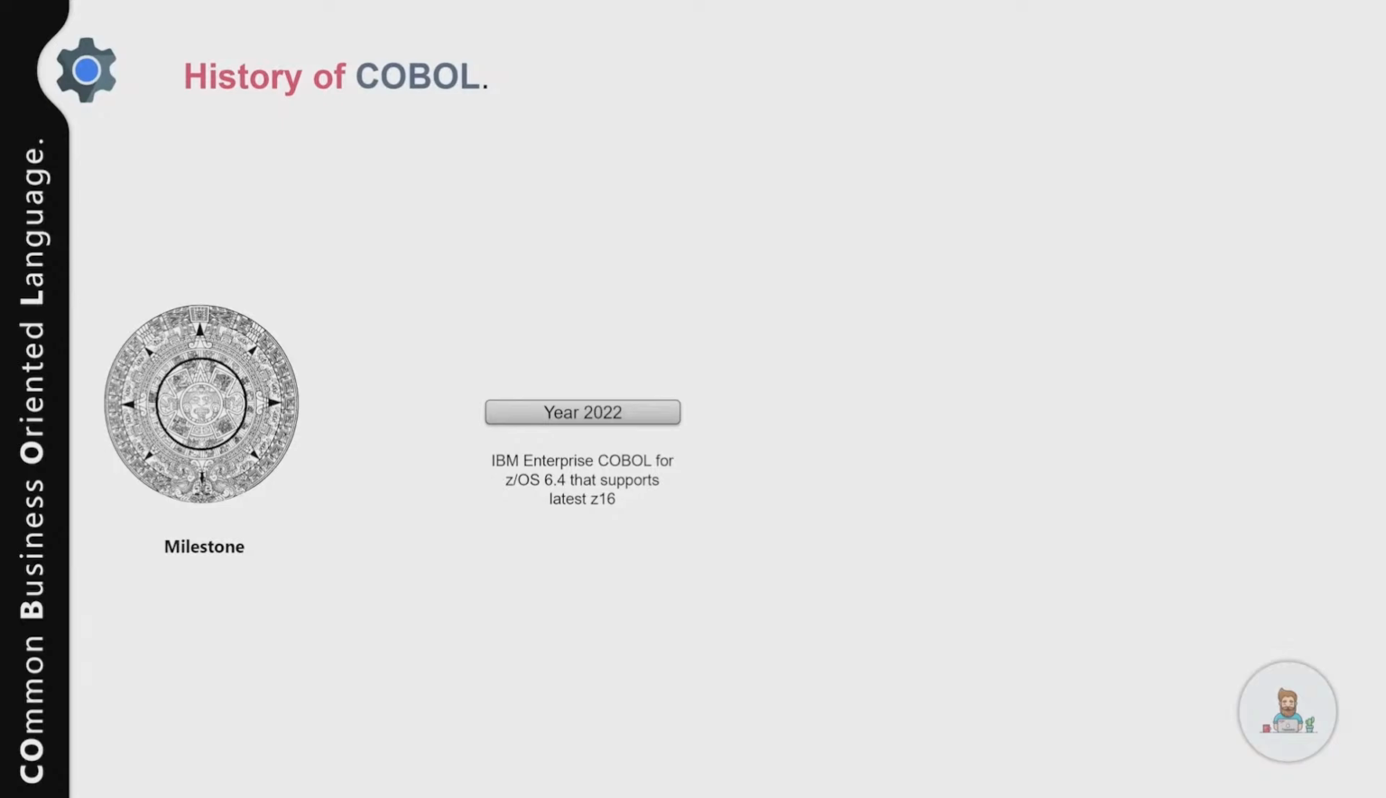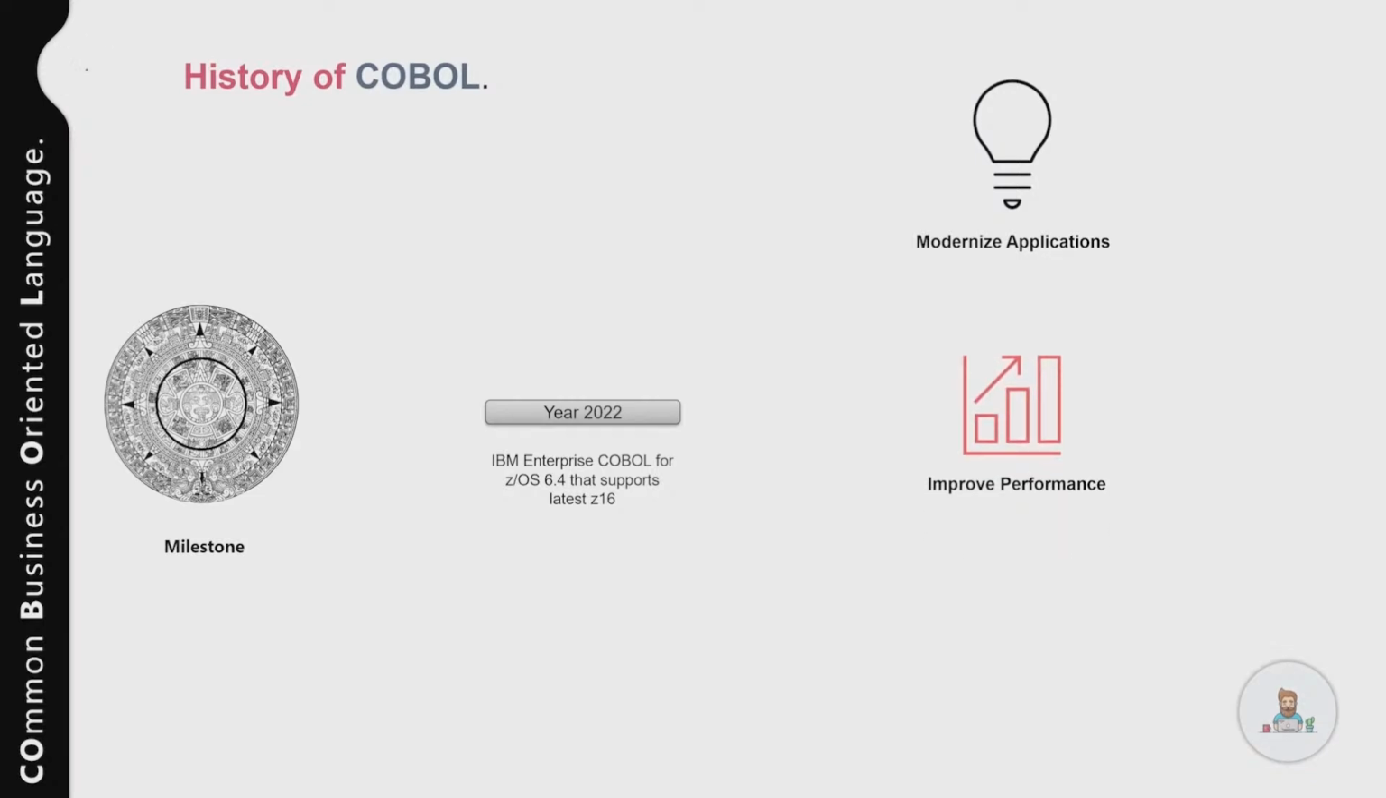So the latest version of IBM Enterprise COBOL for z/OS is 6.4, which supports the latest z16 architecture. Enterprise COBOL 6.4 delivers modernization features that improve developer productivity in addition to the performance, modularity, and maintainability of your code. It also reduces the operating cost.